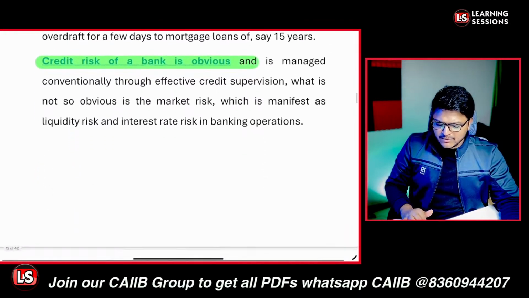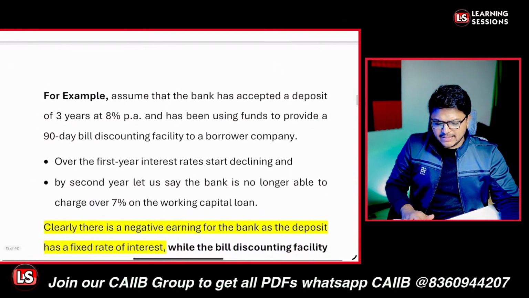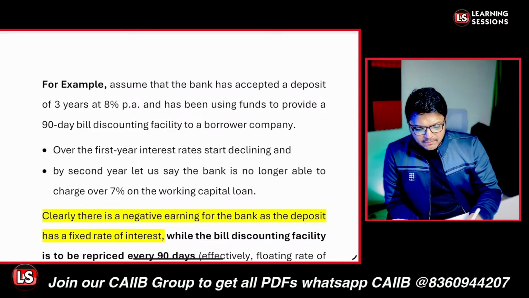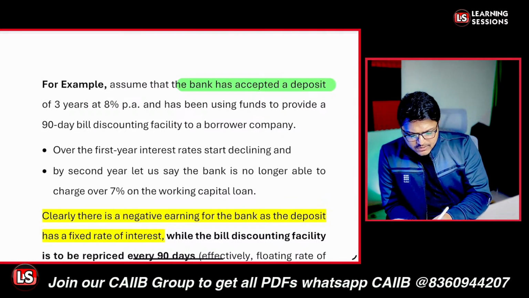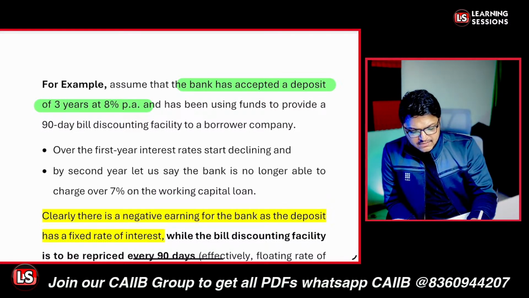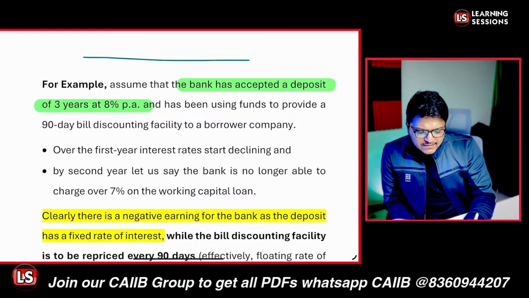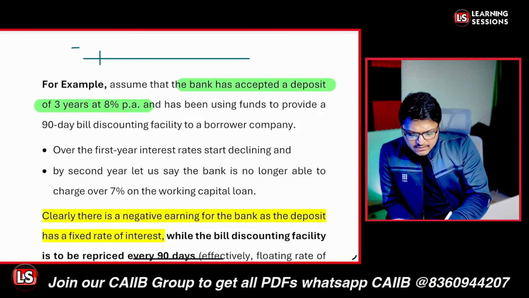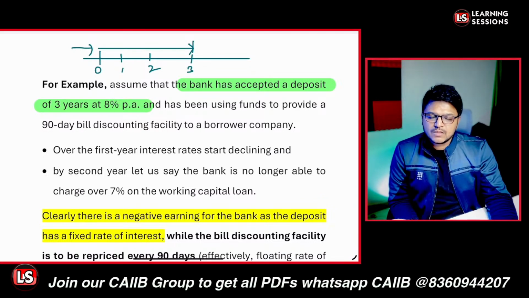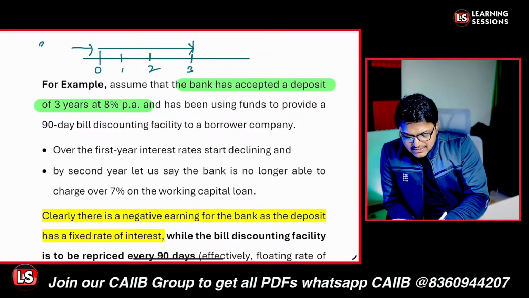Okay, now let's learn more about it. For example, let's suppose that the bank has accepted a deposit of 3 years at 8% per annum. So there is a deposit, 0, 1, 2 and 3, and this deposit is going to mature after 3 years. The bank has received it at 8% per annum.